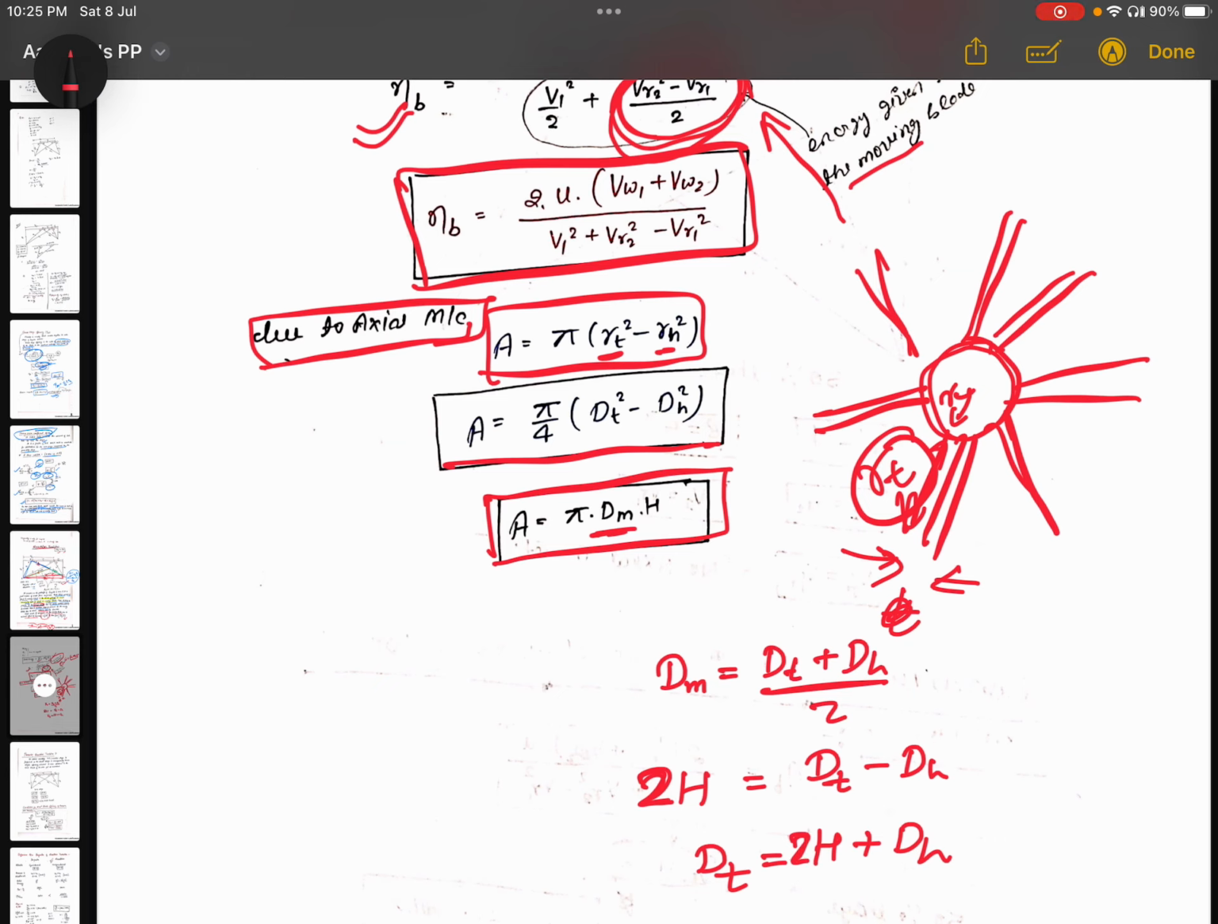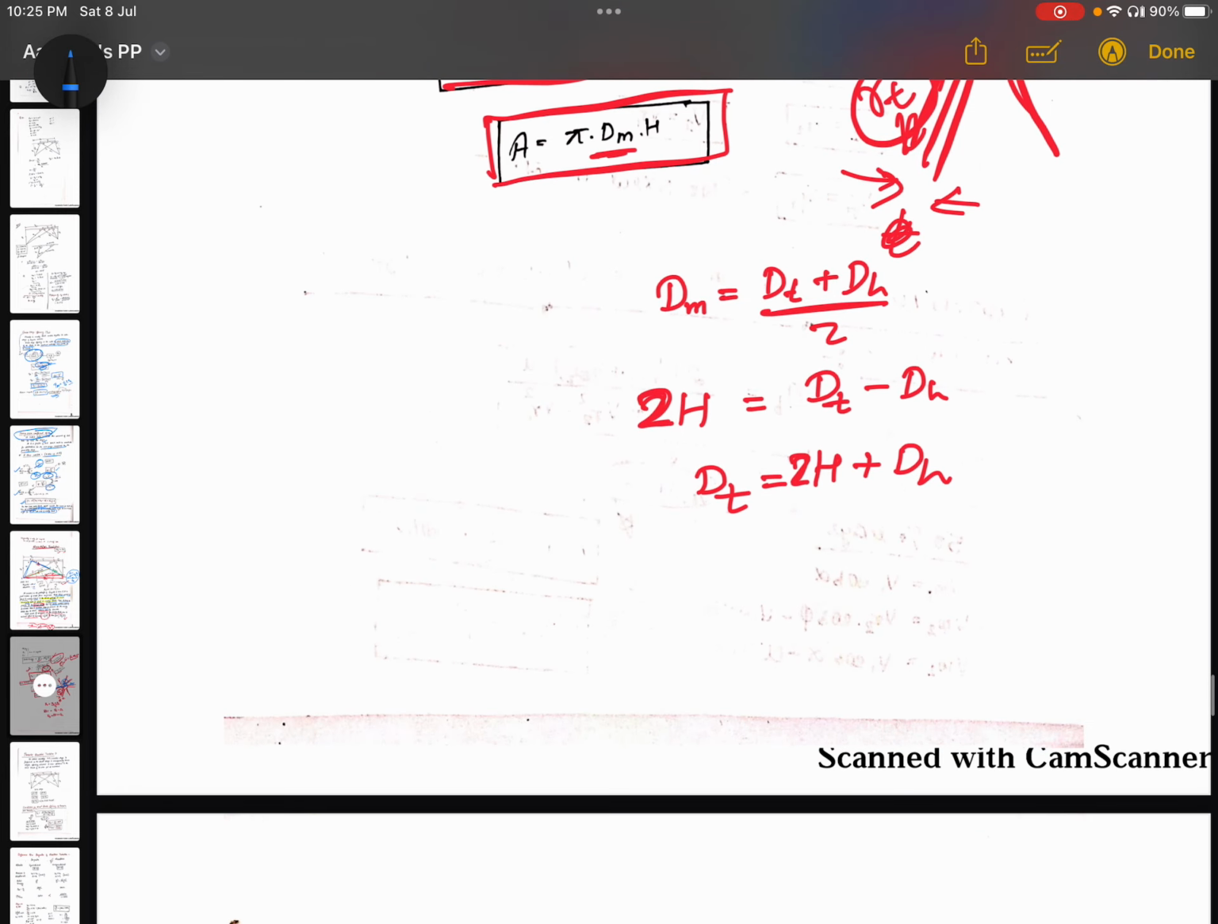This is dt. This is the diameter of the hub, dh, and when we add the height of the blade, h and h here, we get the whole diameter dt, the tip diameter, the blade tip diameter.